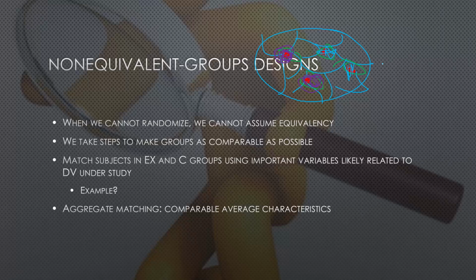You can't clone people yet, right? And so what you do is you say, okay, here's person A. We want to put them in our cognitive behavioral therapy group. What's another person in the prison here who's similar to them? And we'll just study them as well. We'll put them in the control group, right? So you match them, aggregate matching, but it's not equivalent.